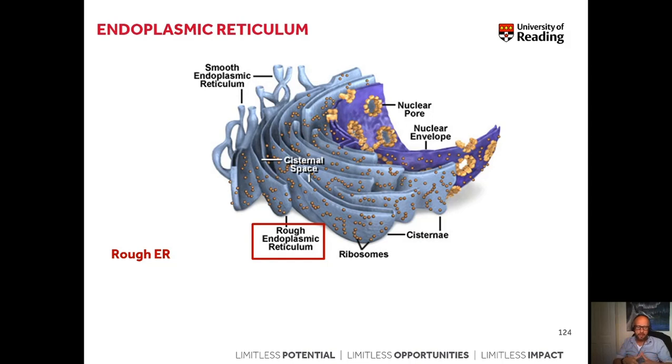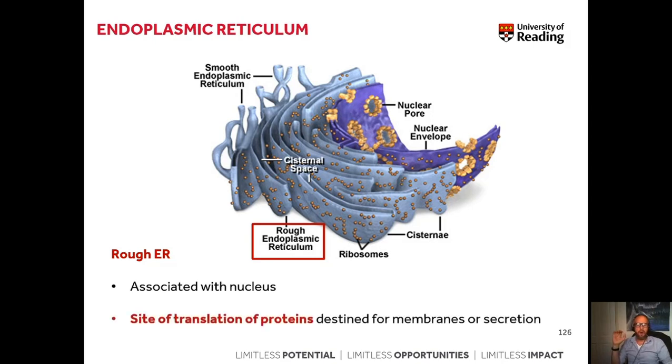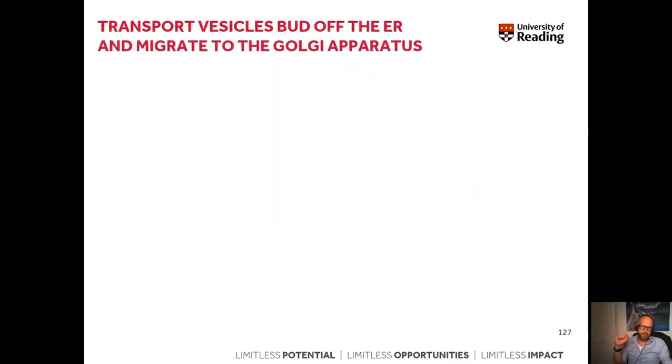In contrast, as the name already suggests, the rough endoplasmic reticulum is not only associated with the nucleus, but also is full of ribosomes, and those are those tiny yellow dots on this schematic view of the ER attached to the nucleus. And this is the site of the translation of proteins destined for membranes or secretion.